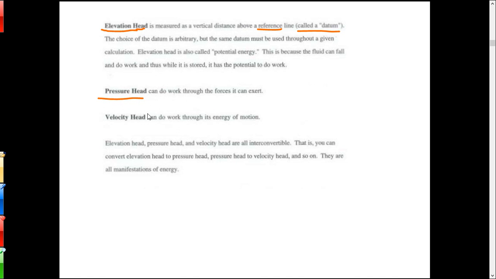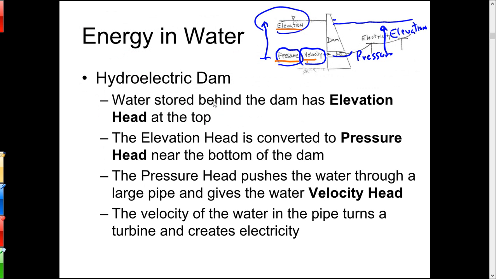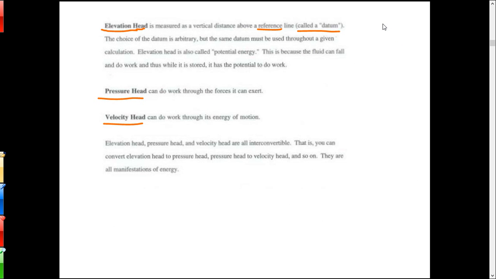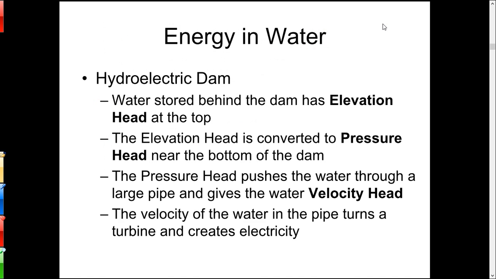Now, pressure head can do work through the forces it can exert, and velocity can do work through its energy of motion. These are all interconvertible. You can convert elevation to pressure, pressure to velocity, and then you could get pressure back on the other side if this dam had a backside to it with water in it, and that pressure could push the water back up to an elevation. So these forms of energy, or head as they're called, are somewhat interconvertible.